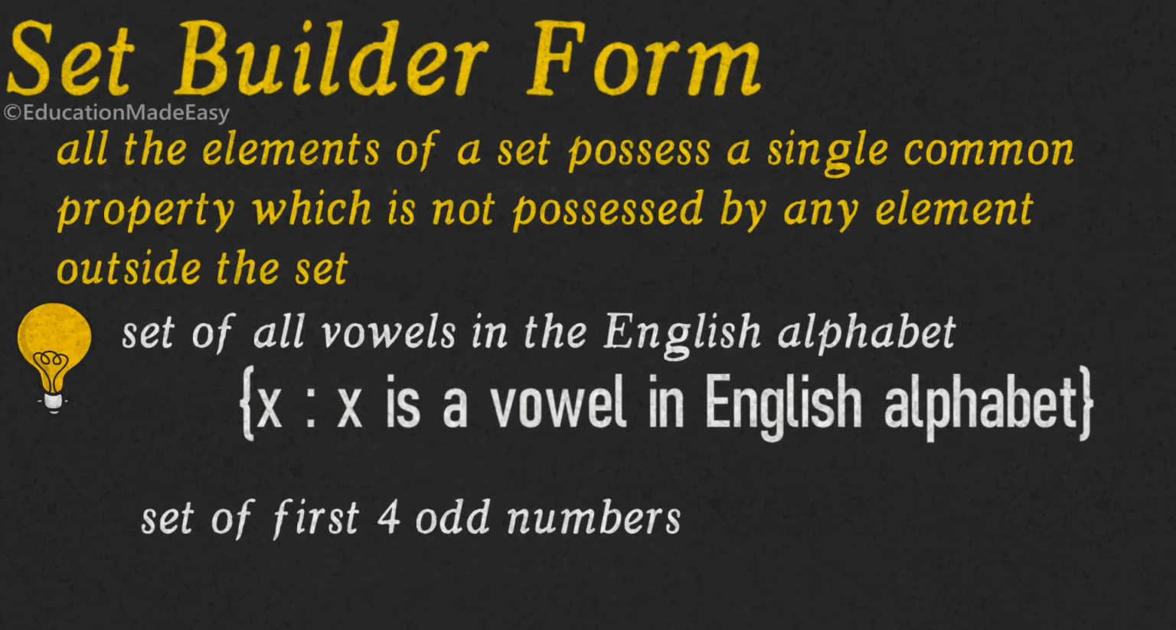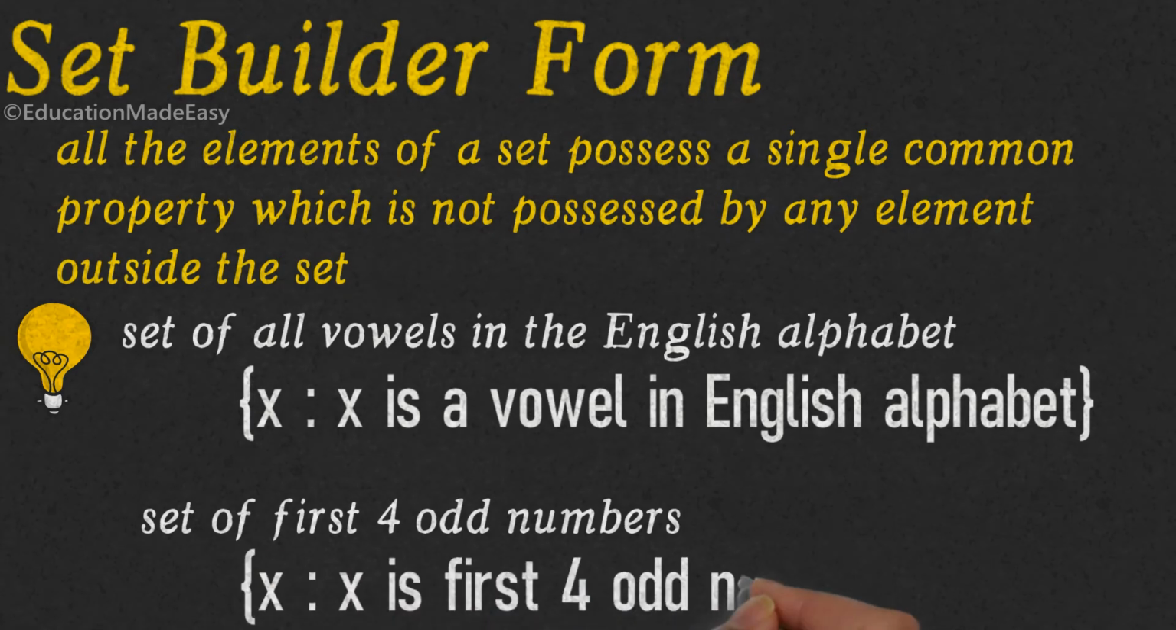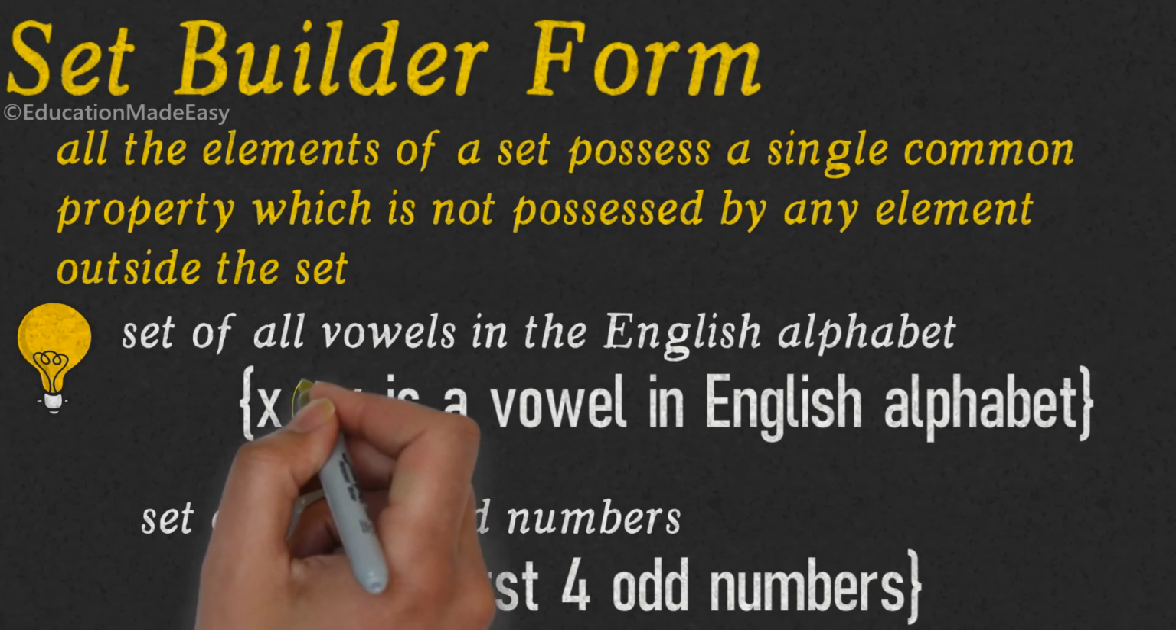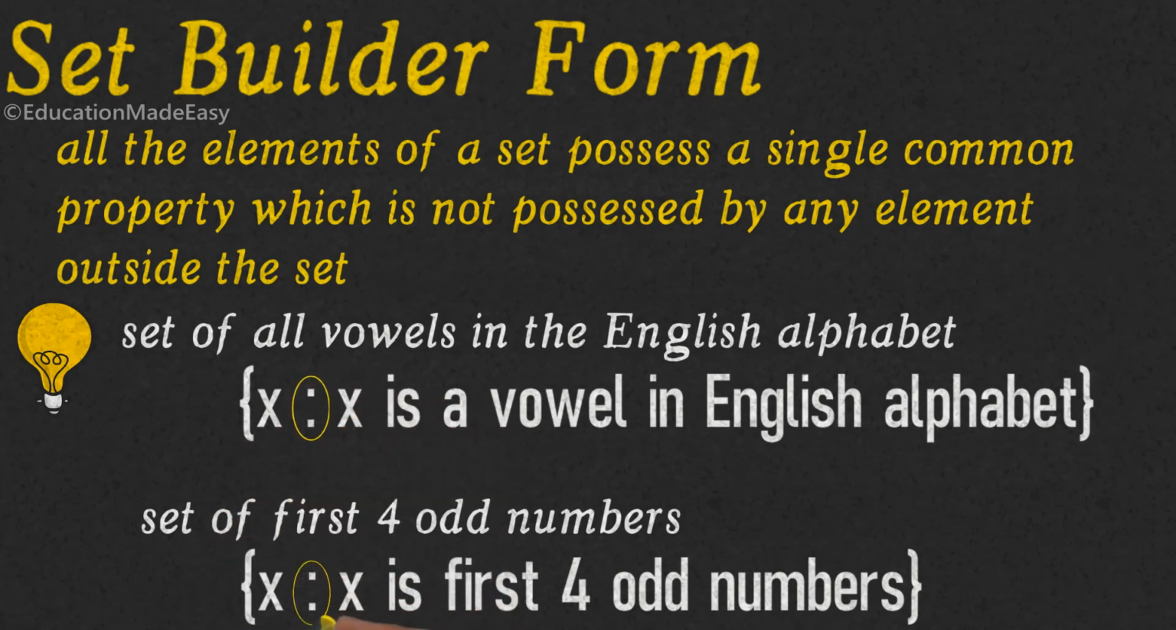This can be written in set builder form as {x : x is one of the first four odd numbers}. Here also, we wrote the property of the set instead of writing the elements directly. Note that the colon used here to write the set is a shortcut for "such that". We must read it as "such that". For instance, the first example should be said like: set of x, such that x is a vowel in the English alphabet. Colon represents "such that".